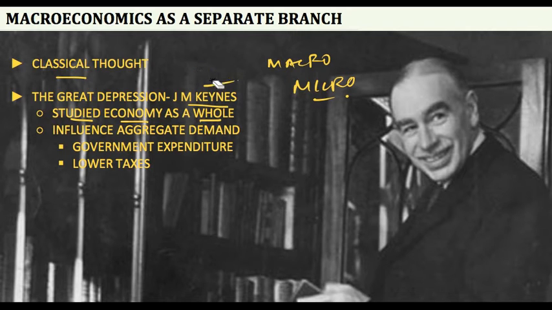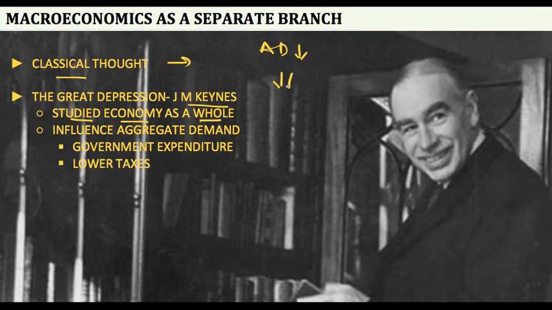Secondly, let's take an example to understand how J.M. Keynes' ideas differed from the classical thought. In the classical thought, the following chain happened. If there is a fall in aggregate demand in the economy, this will result in a fall in prices and wages. When there is a fall in prices and wages, the companies would increase their investment and production in order to take advantage of this fall in prices and wages.